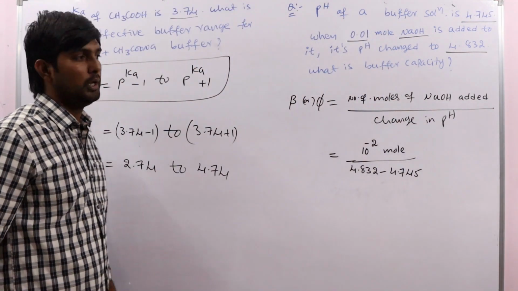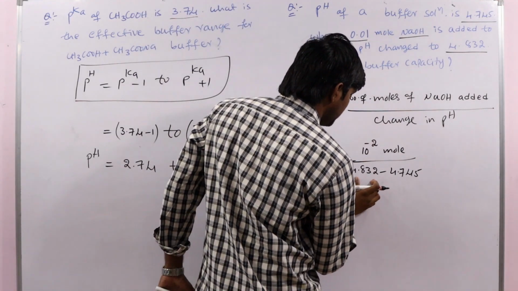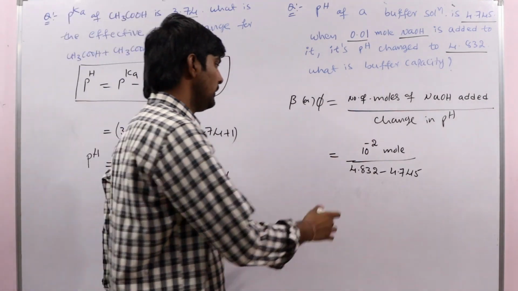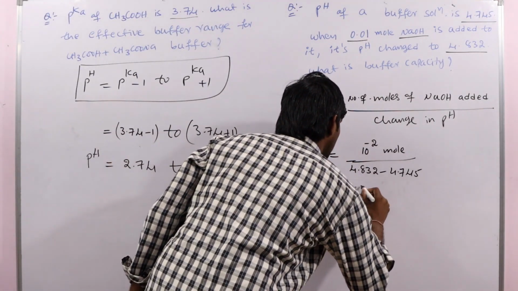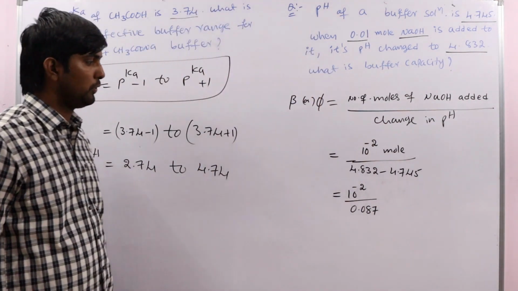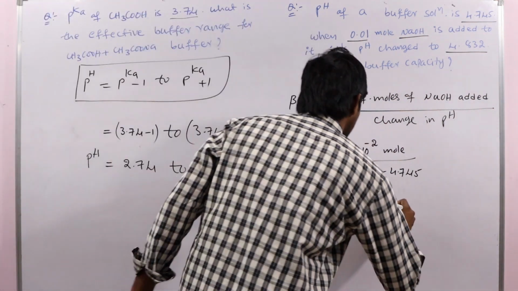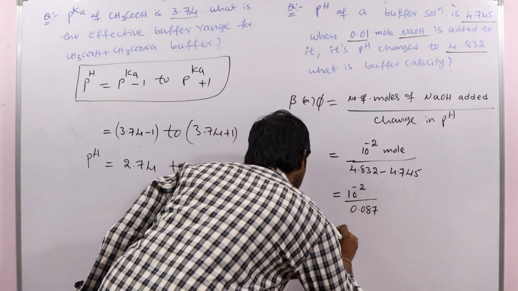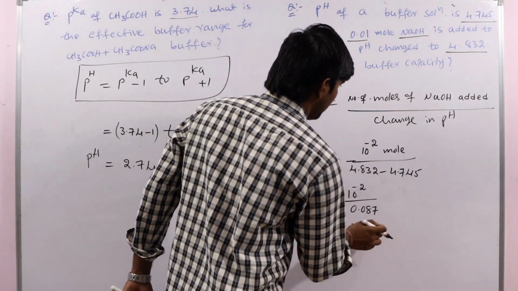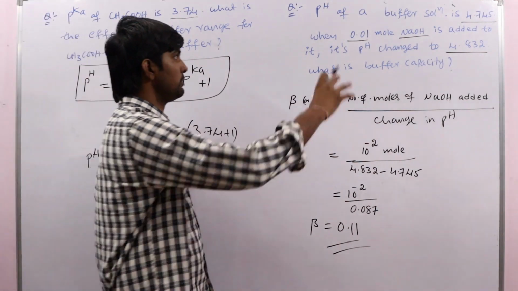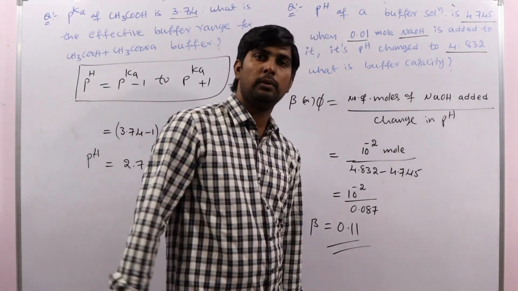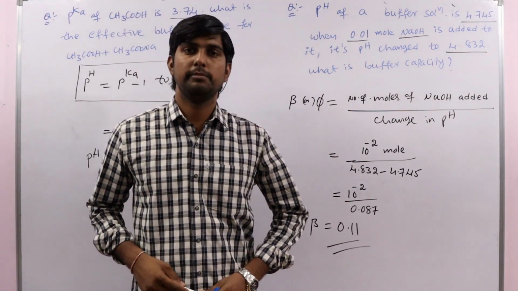So this is the pH after addition of base and this is the pH before the addition of base. Then here we get 10 power minus 2 by 0.087. After simplification, we get beta equal to 0.11. So this is the buffer capacity of this buffer solution. Clear? Now let us see some more problems also.